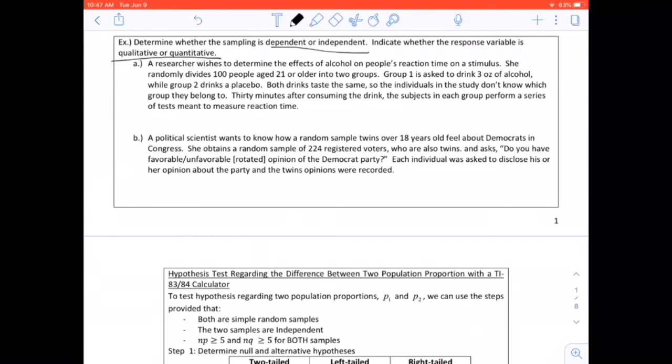Since we're dealing with people, and all they did was randomly put these 100 people into two groups, this is going to be independent. The second question asks to indicate whether the response variable is qualitative or quantitative. And since we are measuring reaction time, this is going to be quantitative.